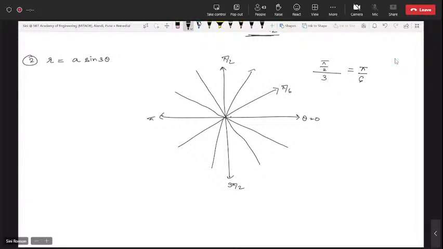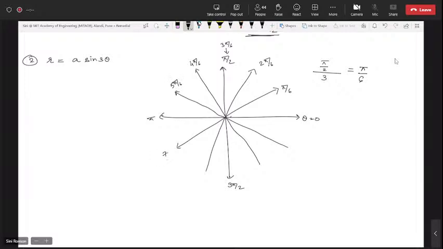What is the second radial line going to be? 2 pi by 6. The third one is going to be 3 pi by 6, which is nothing but pi by 2 only. Then next will be 4 pi by 6. Then comes 5 pi by 6. Then comes 6 pi by 6, which is pi.